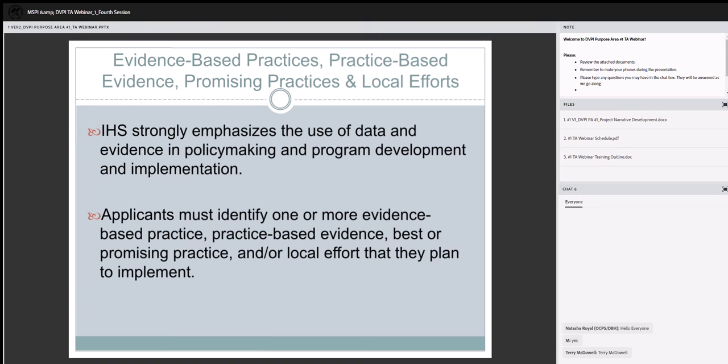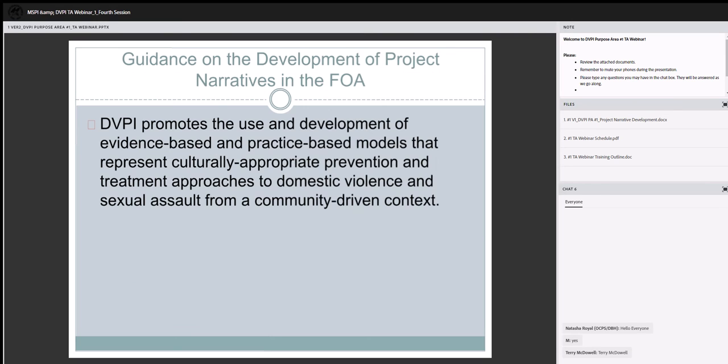So as you look at your activities and your objectives, make sure that they're following some kind of evidence-based or practice-based plan, or something that's promising that you've read or seen on the website, which has several examples of evidence-based practice that you can peruse to see where you want to move forward on this. The DVPI website has a lot of information regarding evidence-based practice, things that are promising, but you can also do your own literature search and see what's out there.